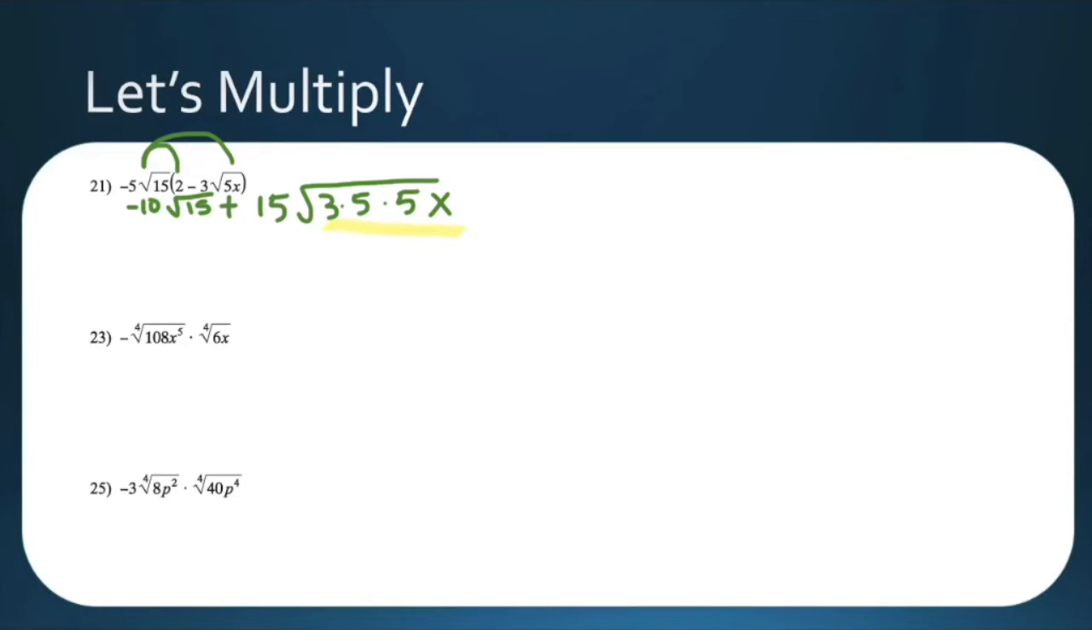The square root of 15 and the square root of 5x. This is the square root of 15, and that's the square root of 5x, okay? Nothing can come out though. Wait, two 5s can come out. The x can stay, so the 3 and the x can stay, and the two 5s can come out, right?